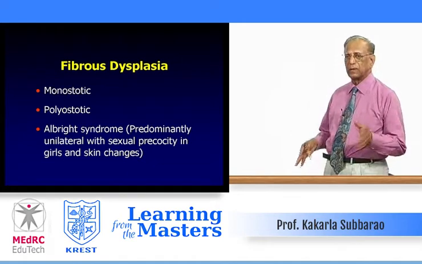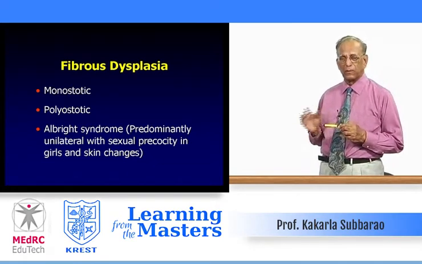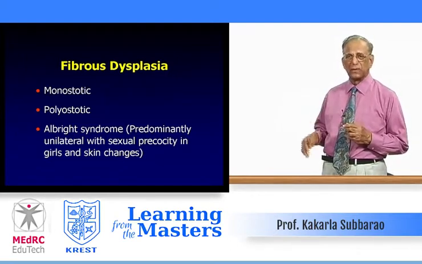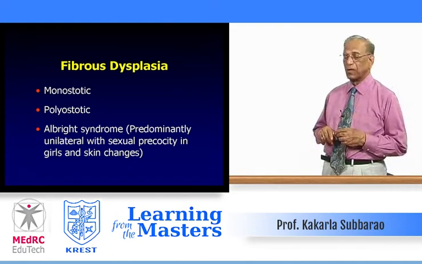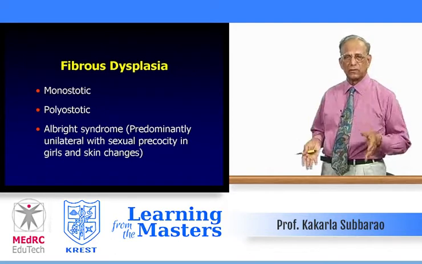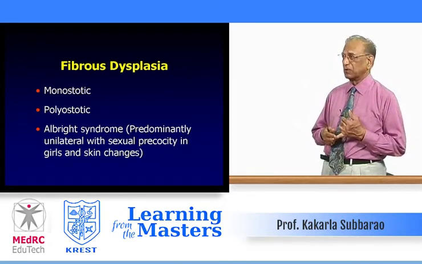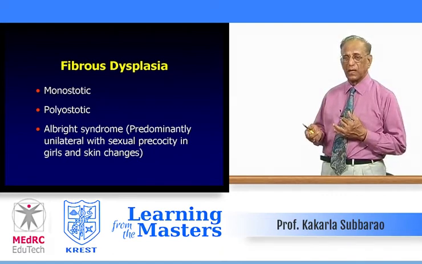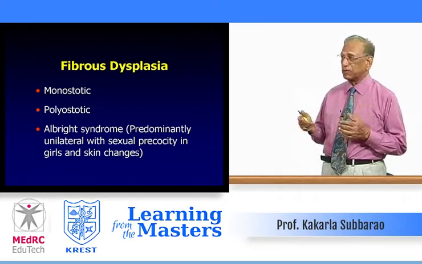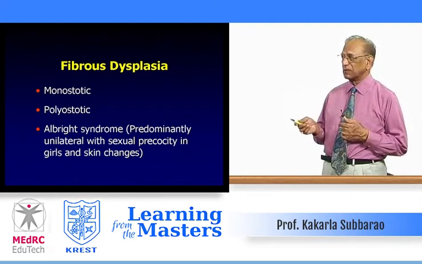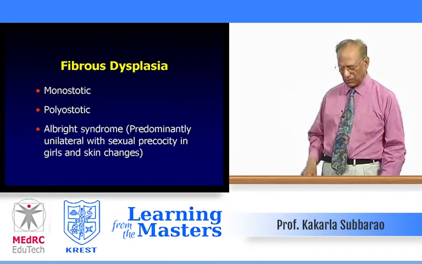Then an important entity called fibrous dysplasia. Fibrous dysplasia is fibrous aberration of the ossifying regions of the thorax or entire skeleton. It could be monostotic, where only one bone is involved, even after a skeletal survey, or polyostotic, with multiple bones. And when it is polyostotic and unilateral, particularly in girls with sexual precocity, you call it Albright syndrome. Predominantly unilateral, with sexual precocity in girls, and sometimes you get skin changes also.